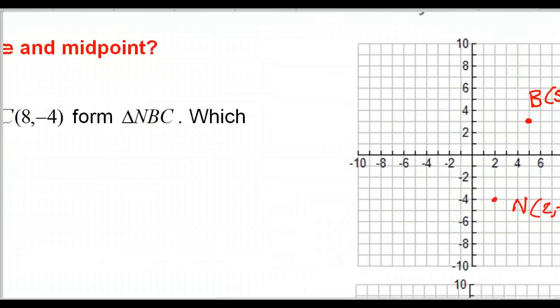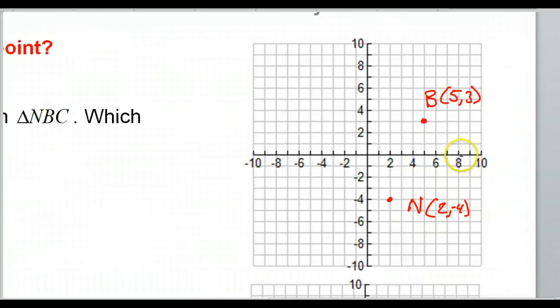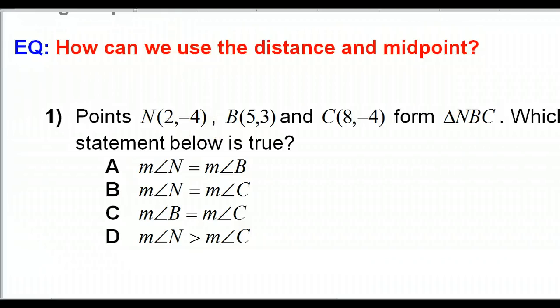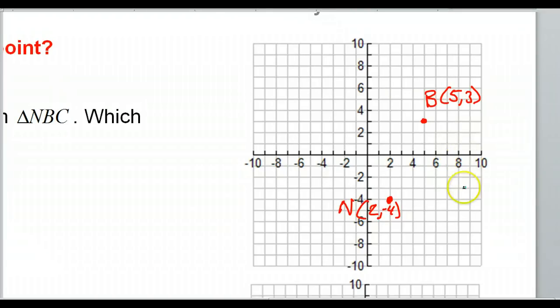And then last but not least, point C is (8, -4). So (8, -4) is right here. Alright, I can now see that this is going to be a little bit in the way. Oh man. Okay, I'm going to move this over here. Okay, once again, (8, -4), ladies and gentlemen. (8, -4) will be right here. And NB, so this will be C.